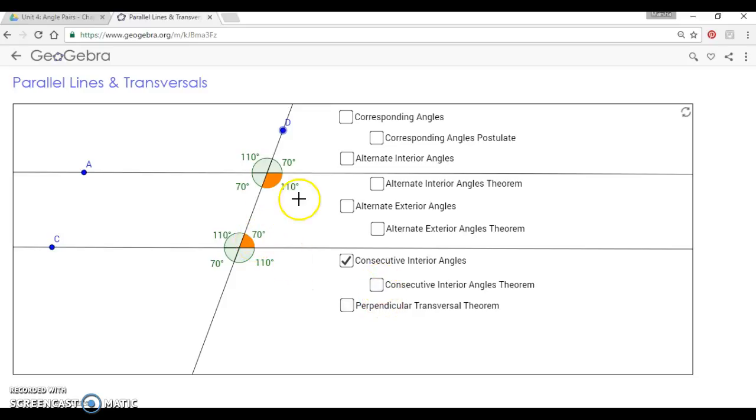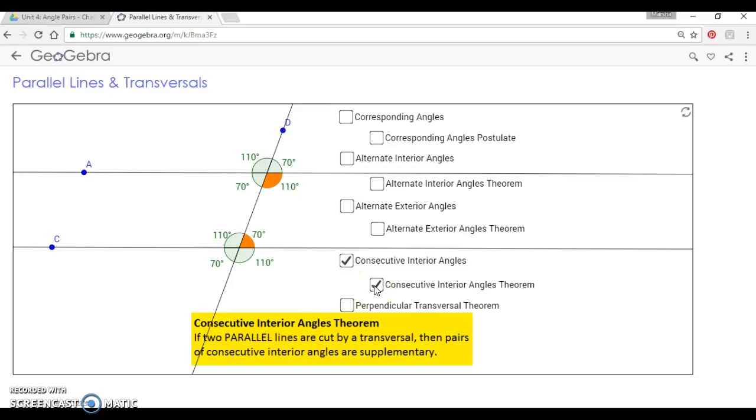And we have a special word for that we've learned previously, supplementary. So looking at the consecutive interior angles theorem, if two parallel lines are cut by a transversal, then pairs of consecutive interior angles are supplementary. So in this case, the corresponding angles postulate tells us the corresponding angles are congruent. The alternate interior angles theorem tells us that the alternate interior angles are congruent, and the alternate exterior angles theorem tells us that alternate exterior angles are congruent if we have a transversal intersecting two parallel lines.